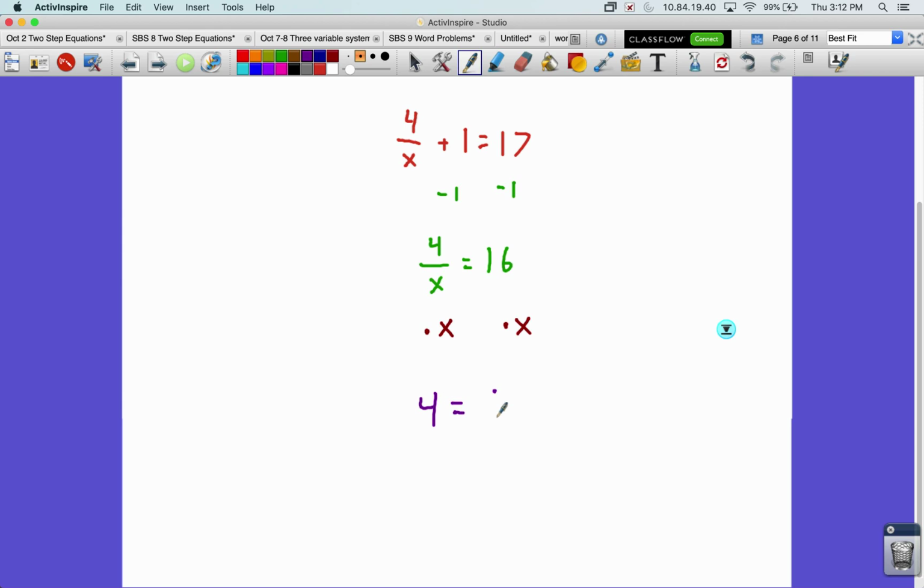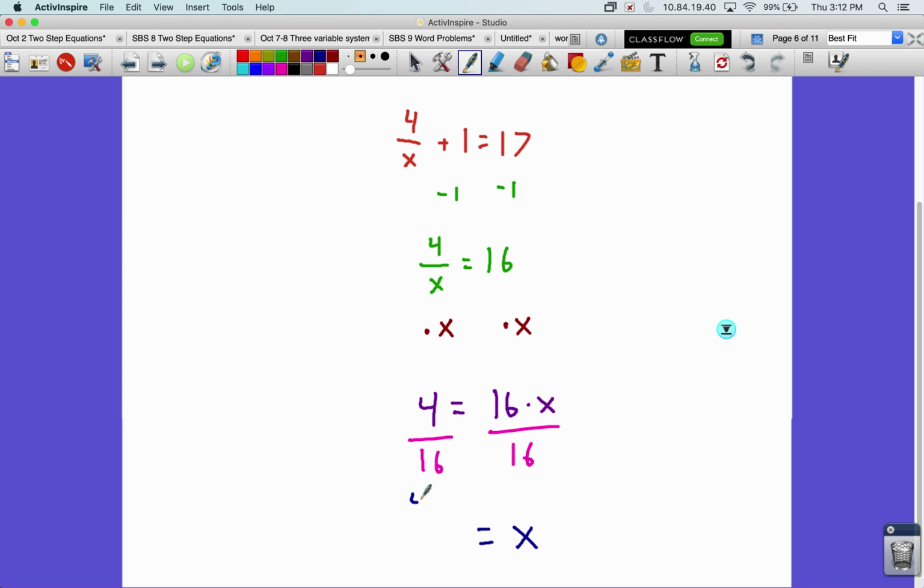So now I've got 4 equals 16 times x. And now I can actually isolate x by dividing both sides by 16. All right, on this side over here, the 16s cancel, and I'm left with just an x.